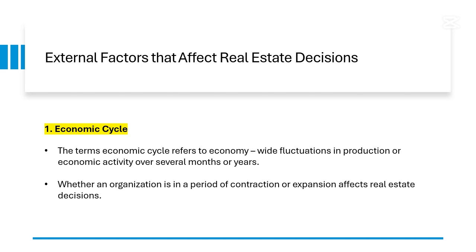The impact on real estate decisions. During the expansion, there is high demand for office space and real estate, with increased rents and property values. Organizations may expand their facilities or invest in new properties. During the contraction phase, there is decreased demand for real estate, with falling property values and rents. Organizations may delay investment or downsize to cut cost. Whether an organization is in a period of contraction or expansion affects real estate decisions.